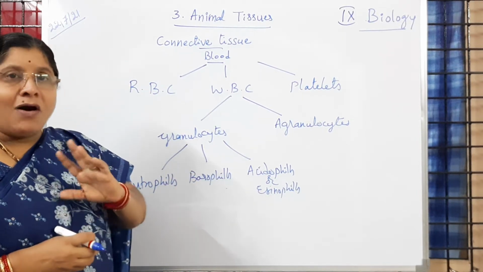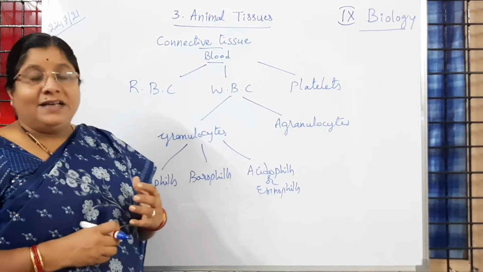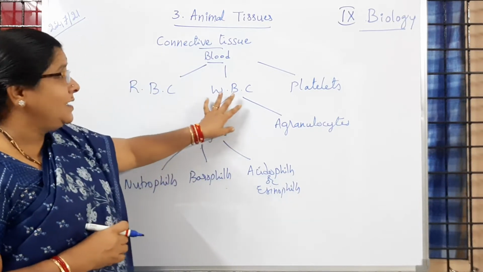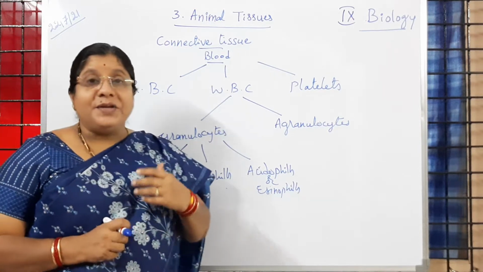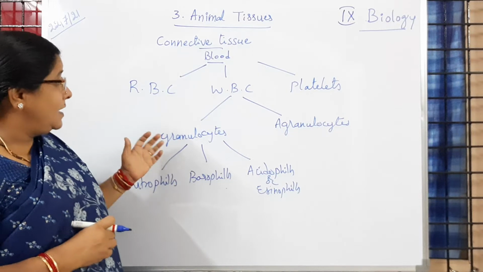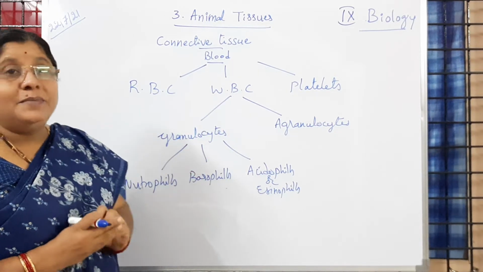Is it clear to you? All the time we are not getting diseases. Why? Because natural immunity is there against the diseases. That is happening because of WBC. Is it clear to children? So we are maintaining our immunity naturally. That is because of the granulocytes and agranulocytes of WBC.